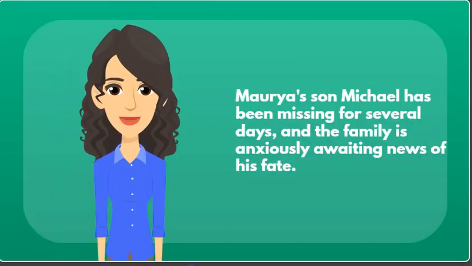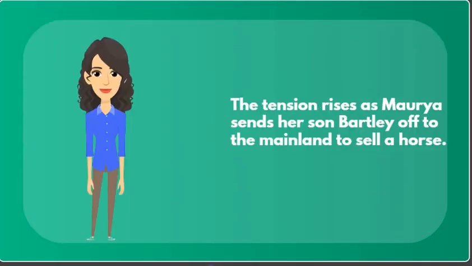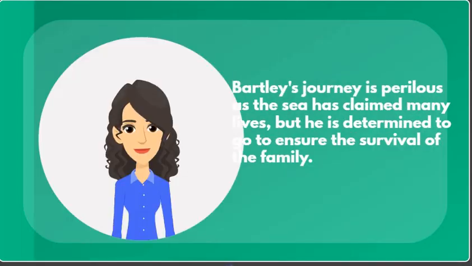Moria's son Michael has been missing for several days, and the family is anxiously awaiting news of his fate. The tension rises as Moria sends her son Bartley off to the mainland to sell a horse. Bartley's journey is perilous as the sea has claimed many lives, but he is determined to go to ensure the survival of the family.